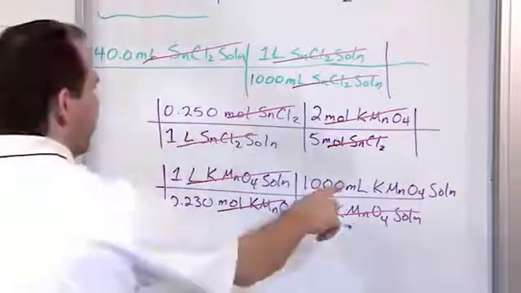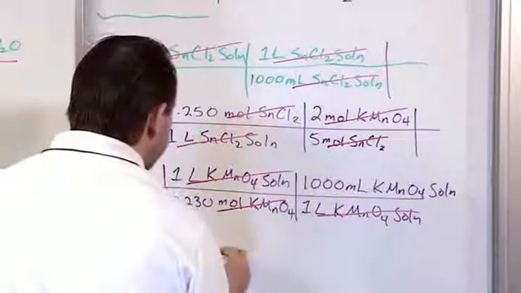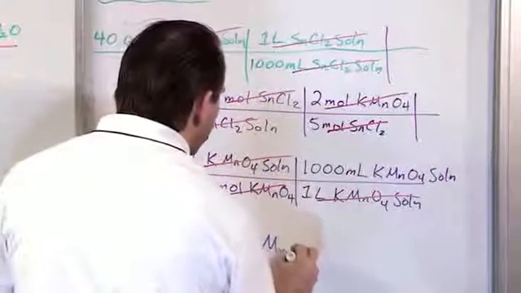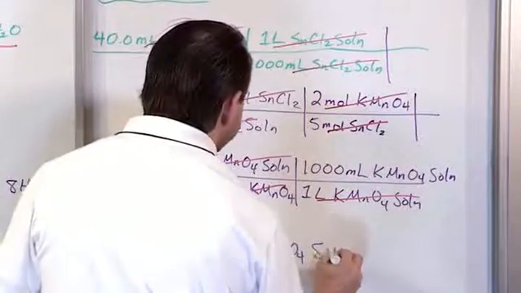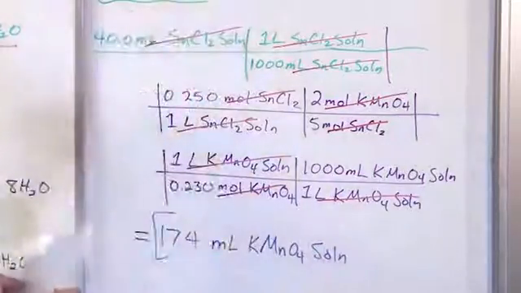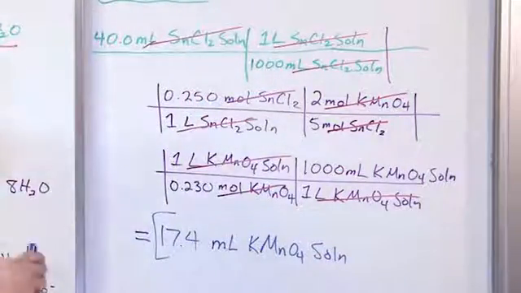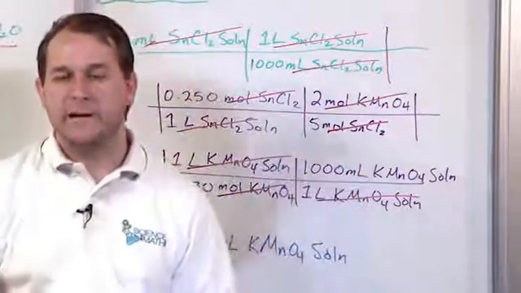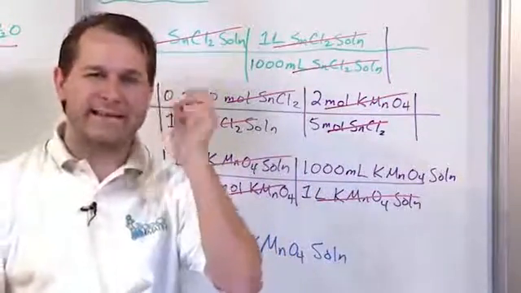17.4 what? 17.4, the only unit left is milliliters of KMnO4, potassium permanganate solution. And that's the final answer. 17.4 milliliters of that solution is needed. You know, when you look at the math on the board, it's just multiplication and division. The math isn't hard, it's figuring out how to set it up.